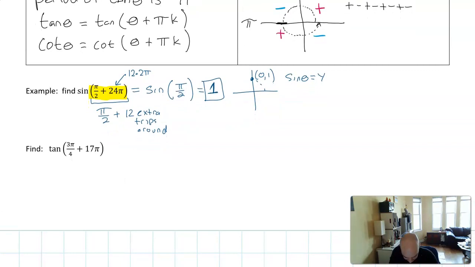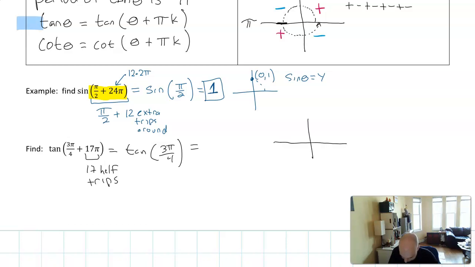So we're doing tangent of 3 pi over 4 plus 17 pi. Well, by this identity, this angle is just 3 pi over 4 plus 17 half trips around the circle. But the period is a half trip. So by the identity, tangent of 3 pi over 4 plus 17 pi is equal to tangent of 3 pi over 4. That's just what we have. Then we still have to evaluate this.